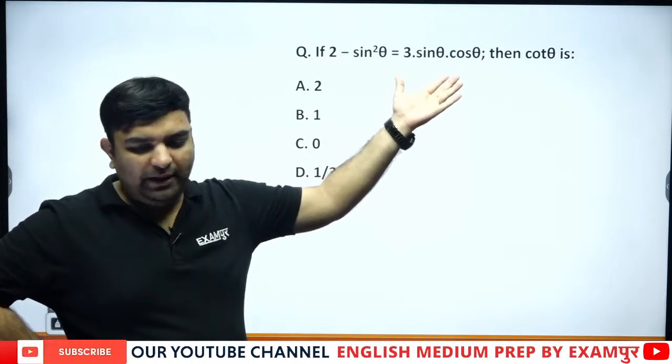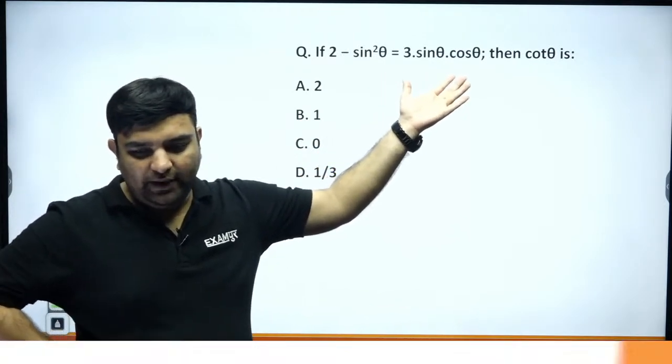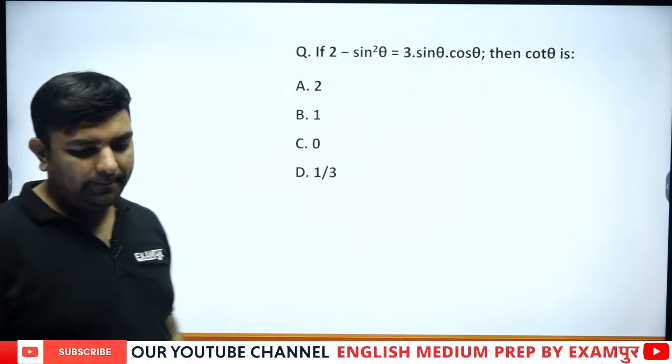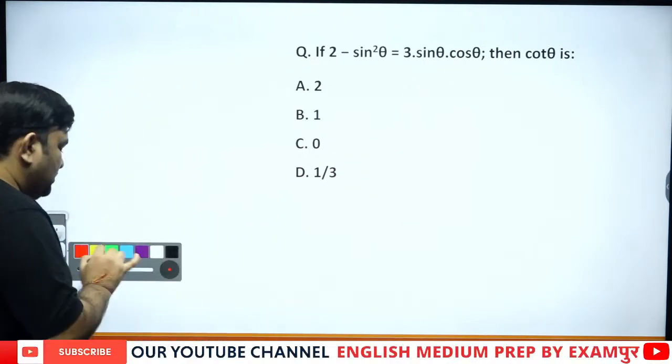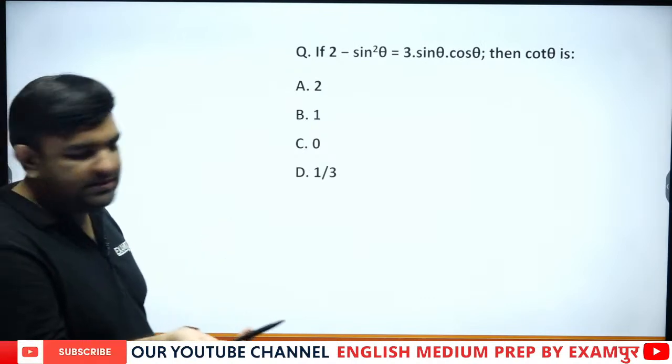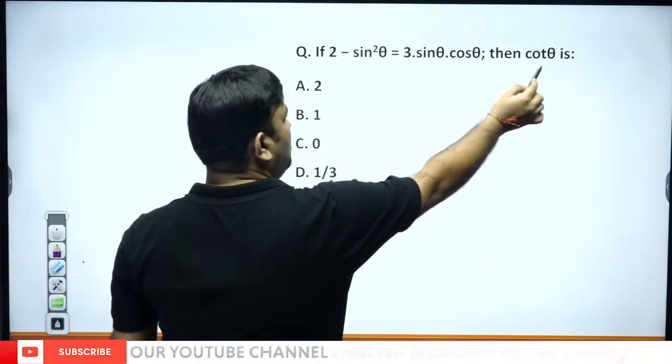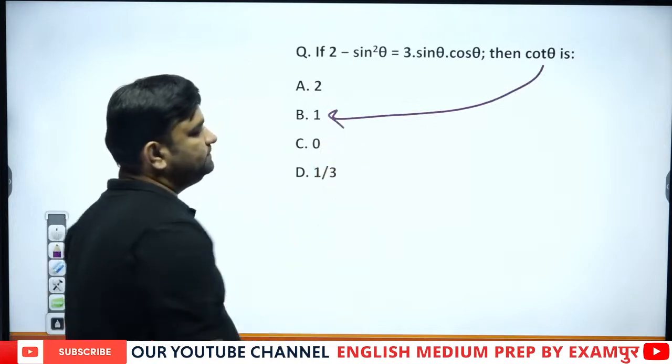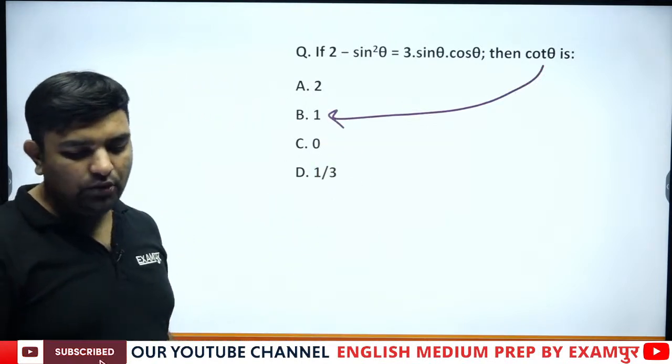Unnecessary, it will become complicated. It cannot be simplified, so go for some values. Go for some values, guys, because it cannot be simplified in such an easy manner. Cot's famous value is 1.